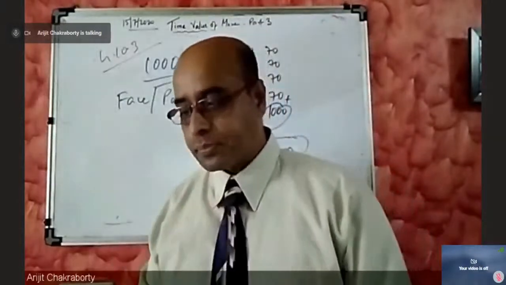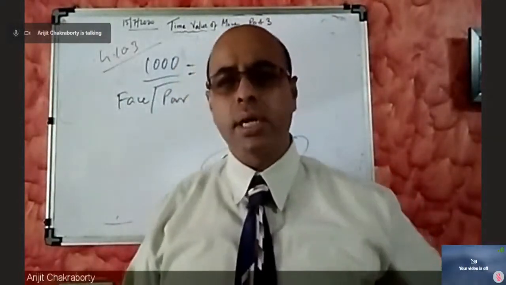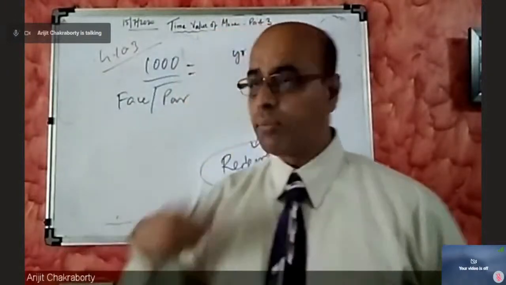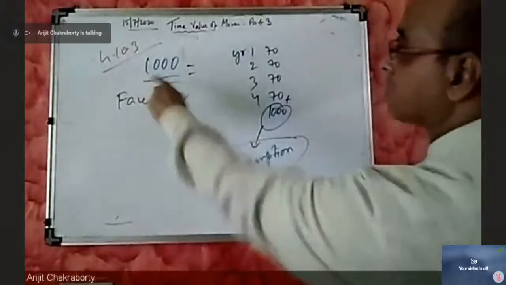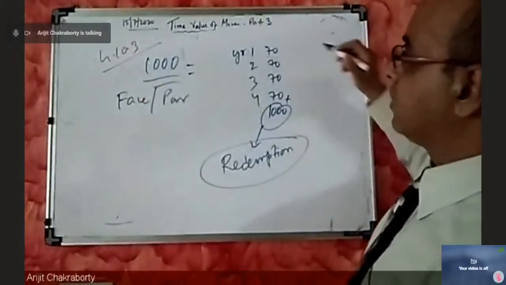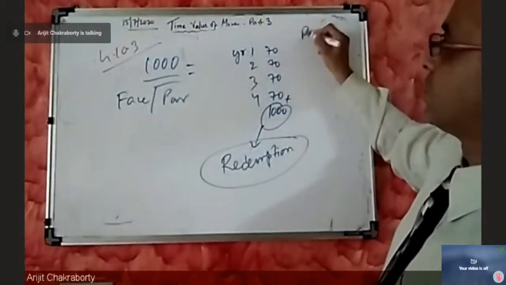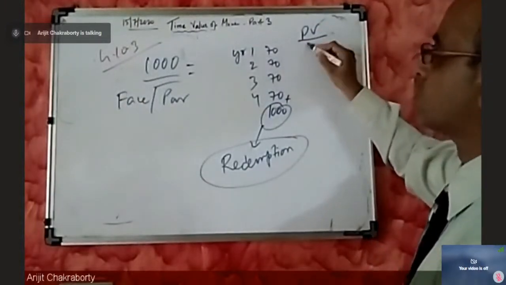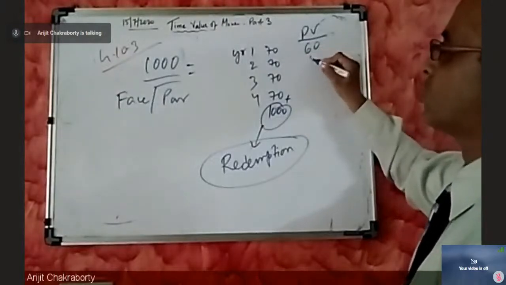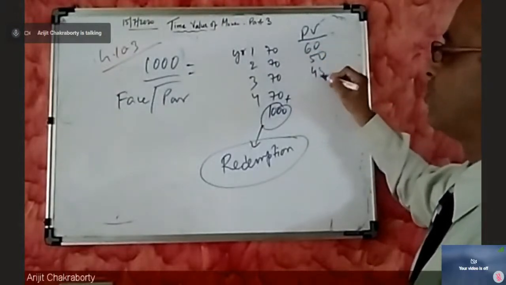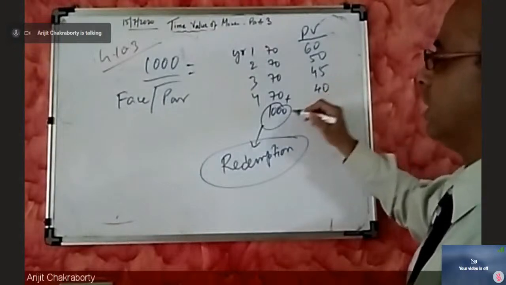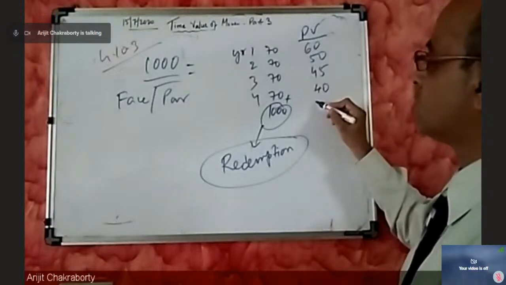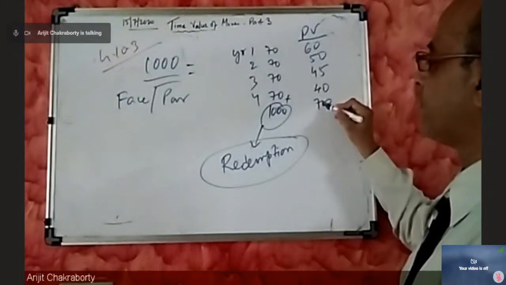Bonds are issued for a fixed term, maybe 5, 6 or 7 years, and the interest rate is fixed. So if you pay 1,000 rupees, you look at the present value. Say the present value of the 70 rupees in year 1 comes to 60, the next 70 comes to 50, the next 70 comes to 45, the next 70 comes to 40, and the 1,000 at the end of 4 years comes to say 700.